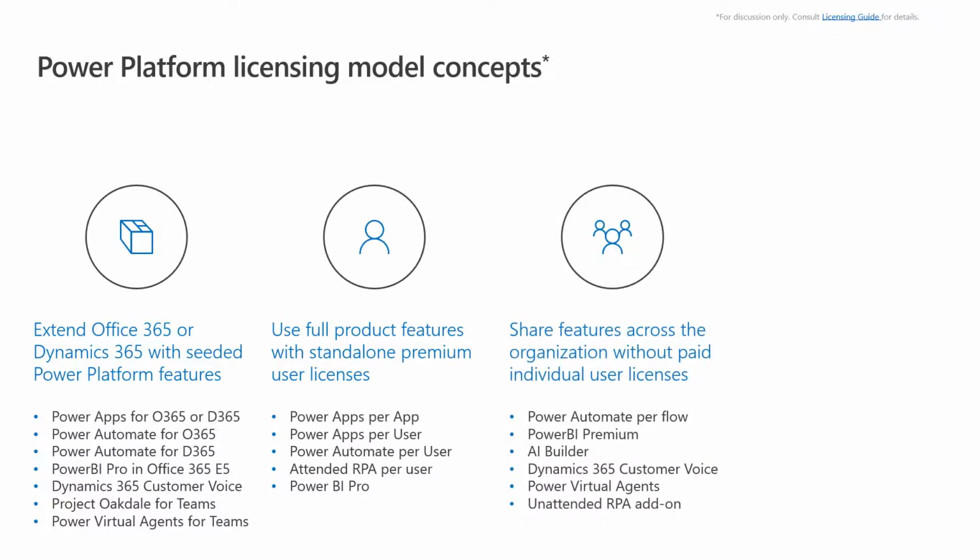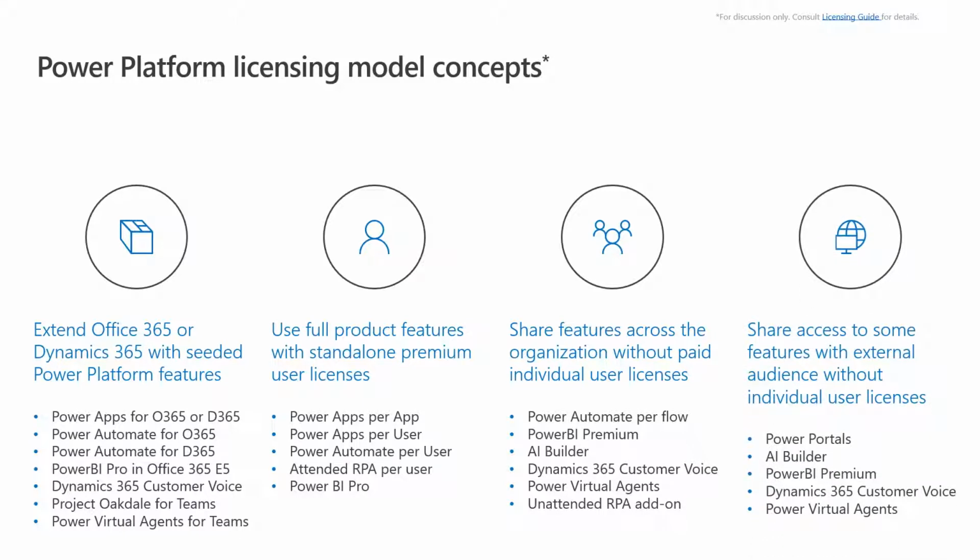The next model we got is shared features across the organization. So you might have different licenses for different products that are shared across the org. As an example, Power Automate per Flow or Power BI Premium. AI Builder is a tenant-focused license, not a user-focused license. And then finally, you've got some access that you can share with external people. So things like Power Apps portals. You can license Power Apps portals so that people can leverage information from inside of your organization.